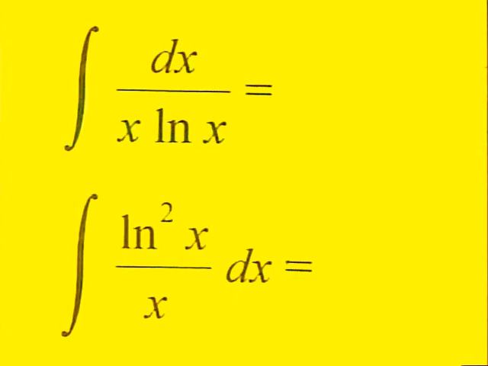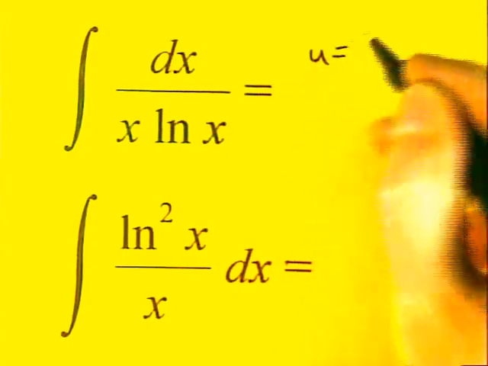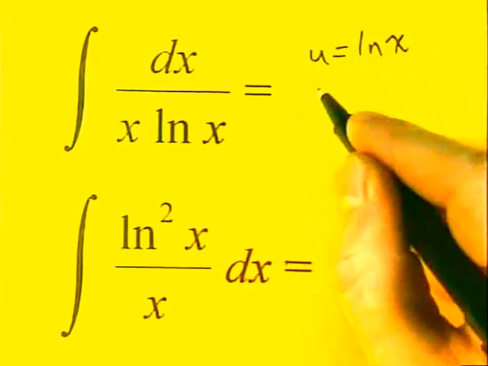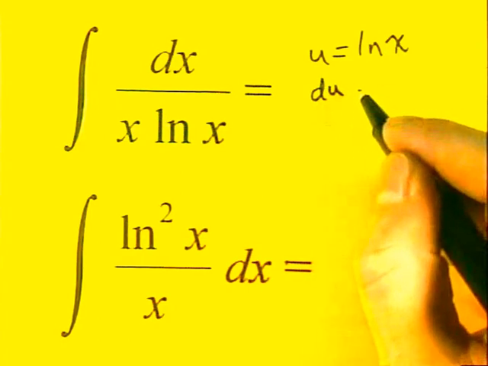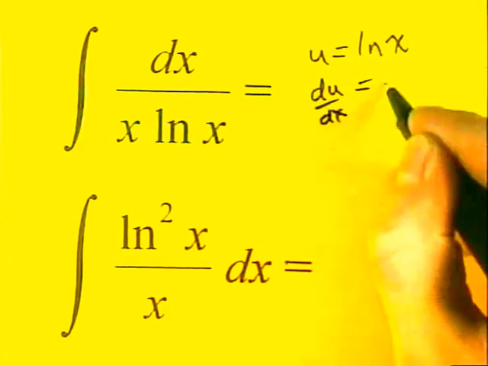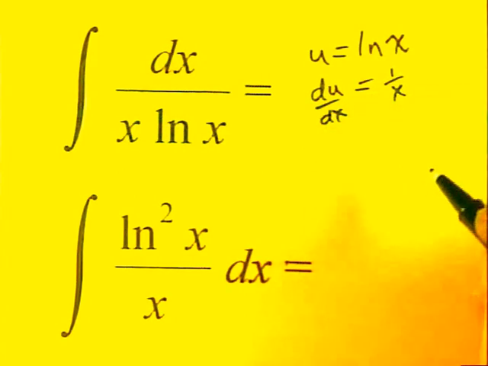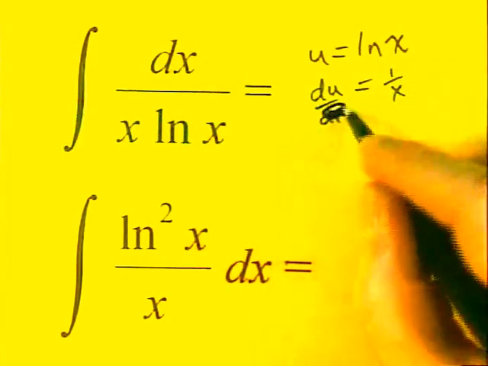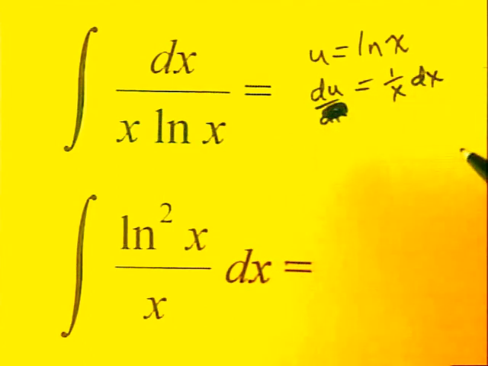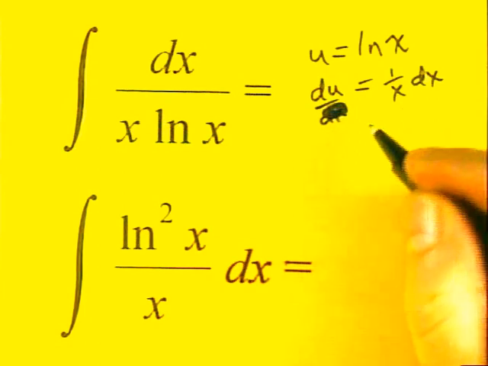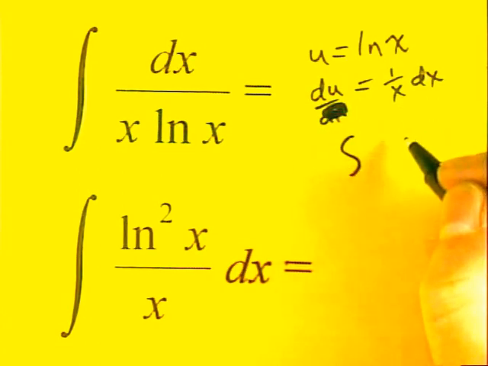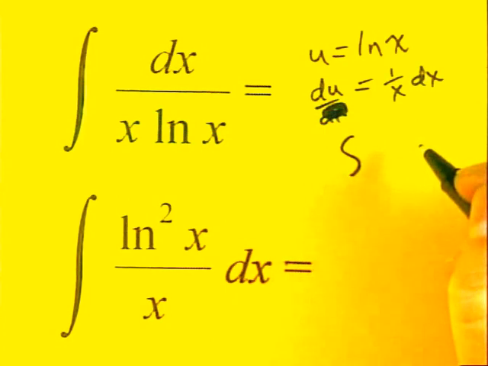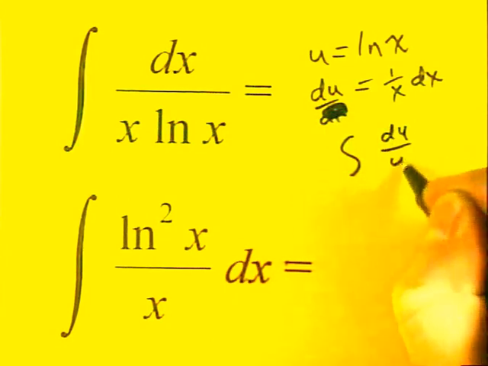I'll do the top one. The top one, okay. Courtney, you get the head start. Okay, u is going to be the natural log of x, and du is 1 over x dx. And so you're going to rewrite it, and it's going to be the integral of du over u. Hey, you're en fuego.